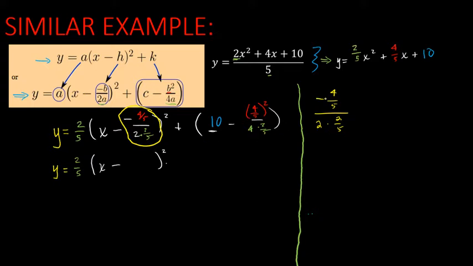Once more, negative b, so I've got negative 4/5 divided by 2 times a. A is 2/5. That looks good, so I can start simplifying. First, notice that I can simplify the denominator. 2, which is the same thing as 2 over 1, times 2/5 is just equal to 4/5. So I've got negative 4/5 divided by 4/5. Again, just double checking. All right, so let's see here.